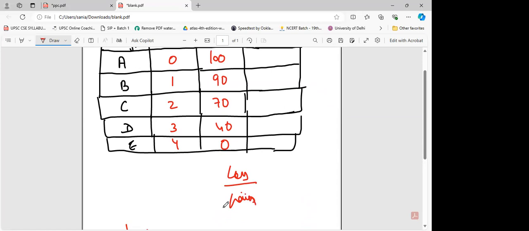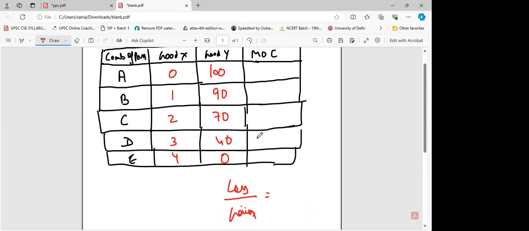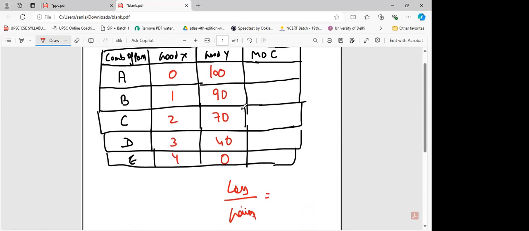Clear? So, loss over here is from 100, you are producing this. What is your loss? 10. And how much do you produce? From 0 to 1. Earlier, you were producing 0, now you are producing 1. So, what is this? 1. So, what is the answer? 10. Clear? The MOC is 10. Now, from 90, you are producing 70. So, how much is the loss?